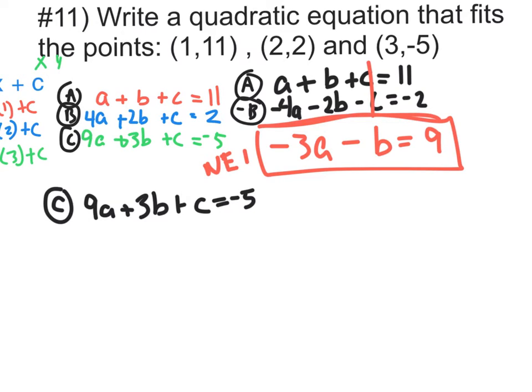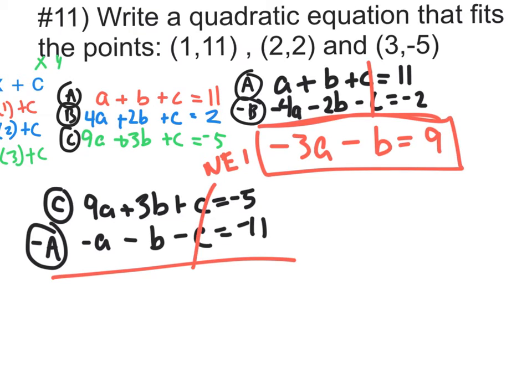And I also need to pick another one and get the same variable to cancel. So I'm going to pick A, but I'm going to change the sign of A. I want to multiply the A equation by negative 1. That way I could get the c's to cancel also. So instead of A, I want to have minus A. Instead of plus B, I have minus B. Minus C equals, instead of 11, minus 11. So there's my 2 equations that I'm going to combine and cancel.